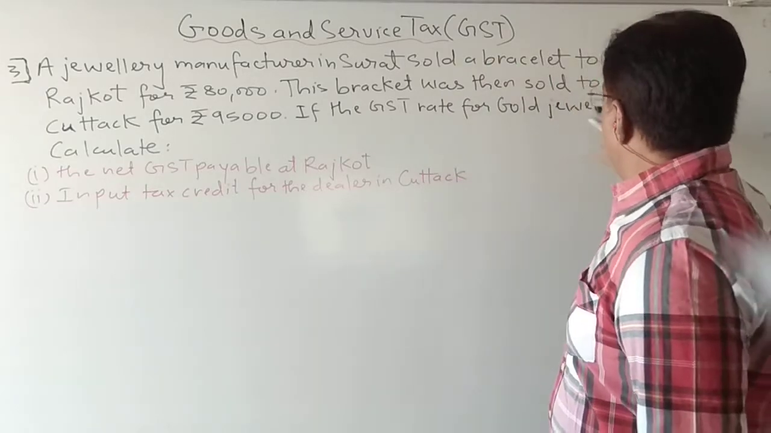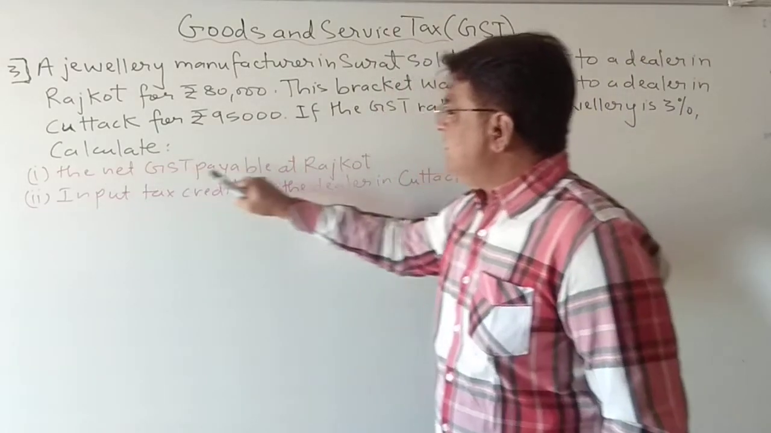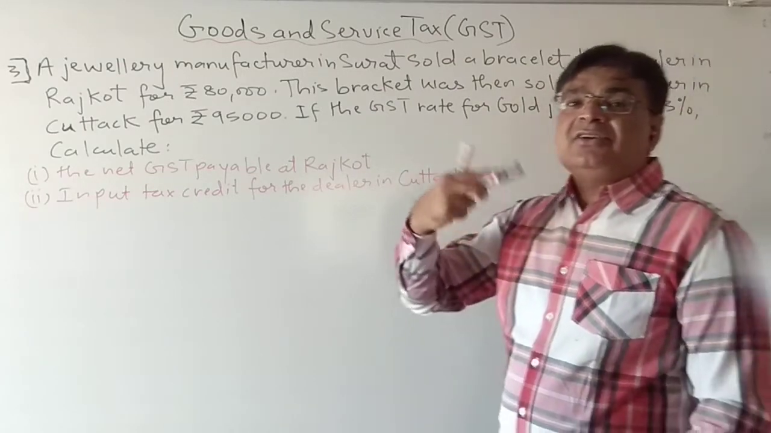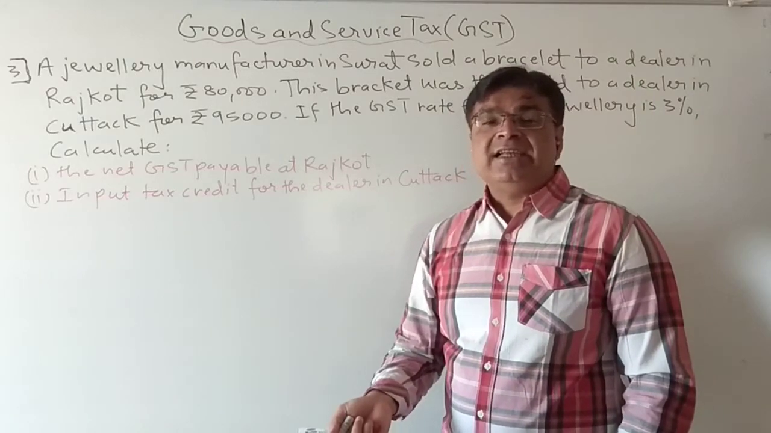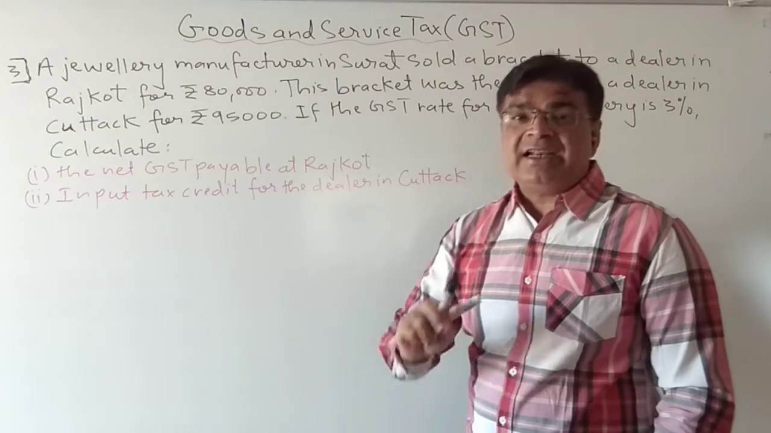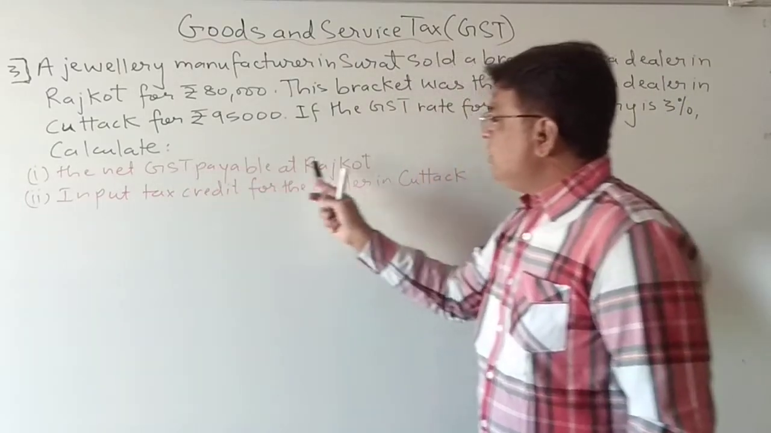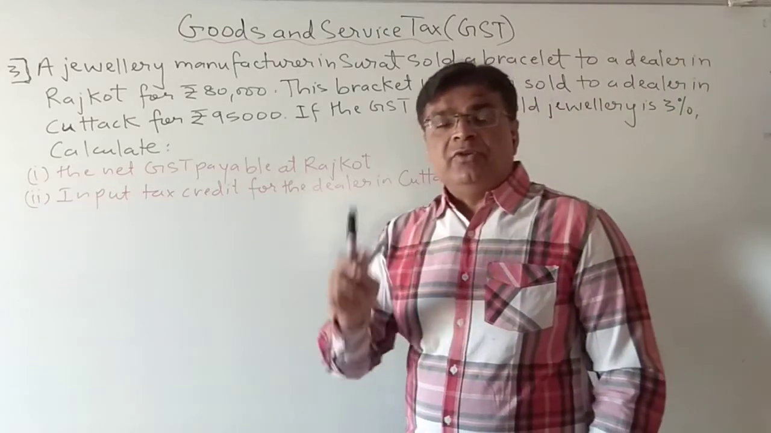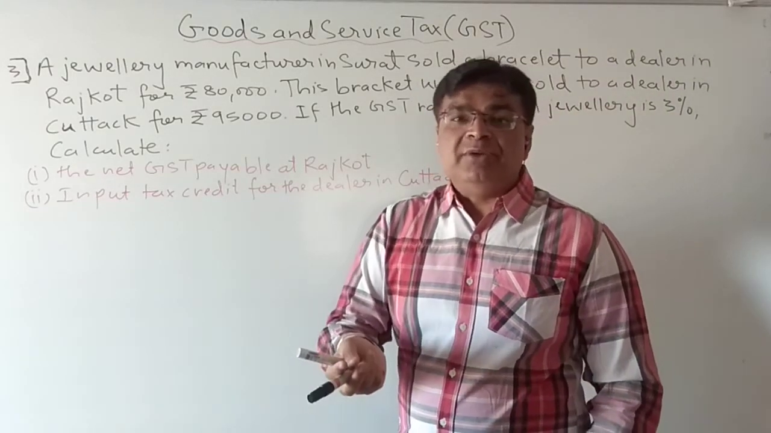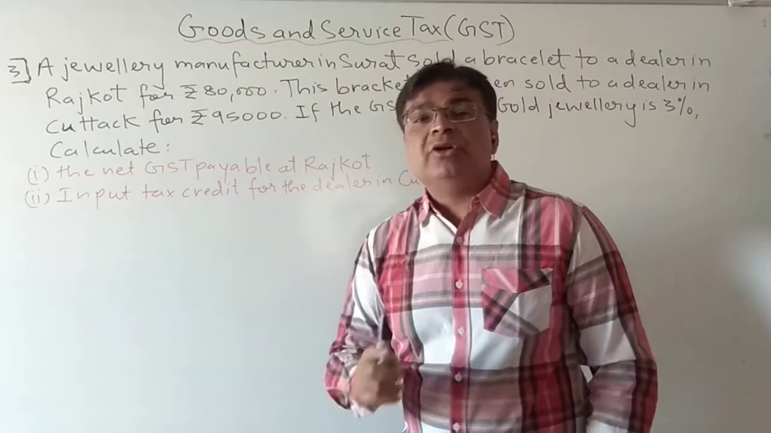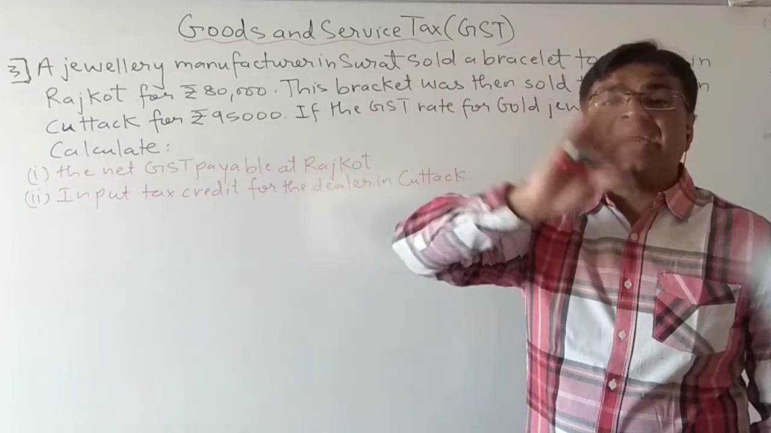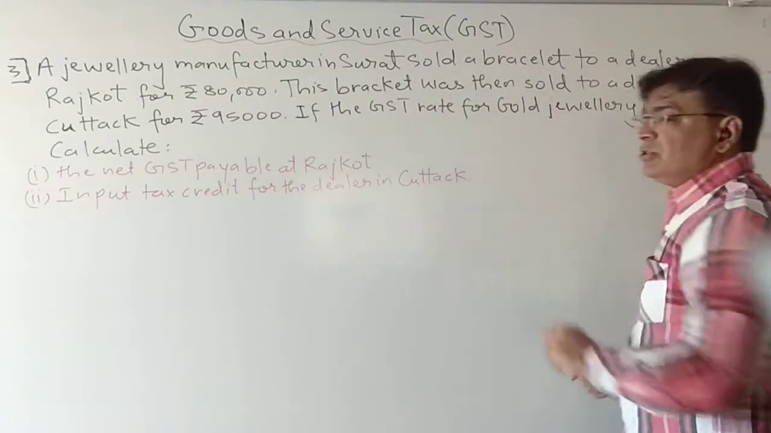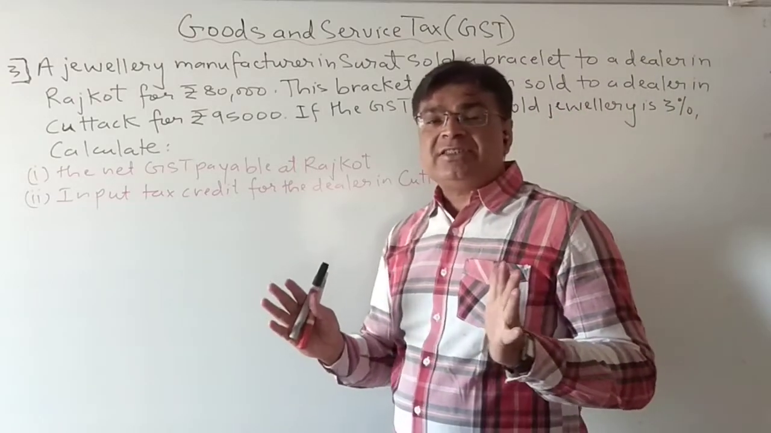If the GST rate for gold jewelry is 3%, calculate the net GST payable at Rajkot. Now students, see here, nowhere in the sum are they asking to find the SGST, state GST, and central GST payable. They are directly asking the net GST payable at Rajkot. So in this case you don't need to divide 3% into 1.5%, because they are not asking how much tax is paid to the state government and how much to the central government. So we have to calculate tax directly at 3%. We are not dividing over here, because it is not asked in the question.